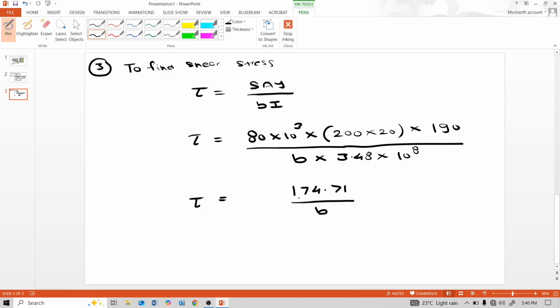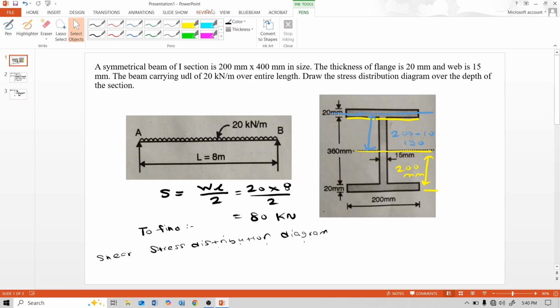This B is the width at the junction, and you all know at the junction there are two widths. One width is the flange width. This flange width is 200 mm and another width is the web width. Web width is 15 mm. Let us consider flange width B1 200 mm and web width B2 15 mm.